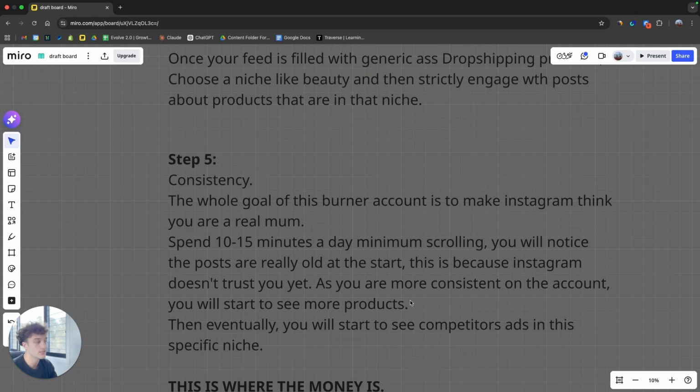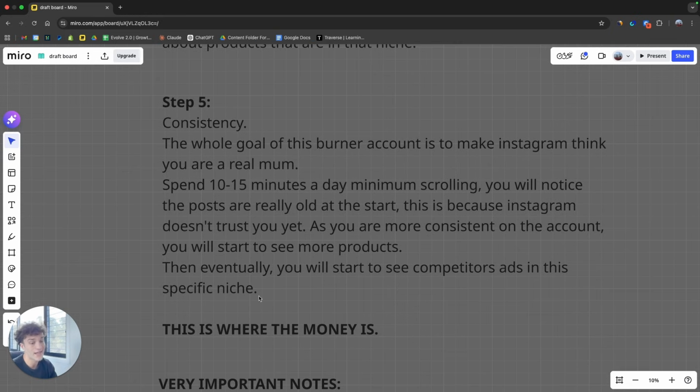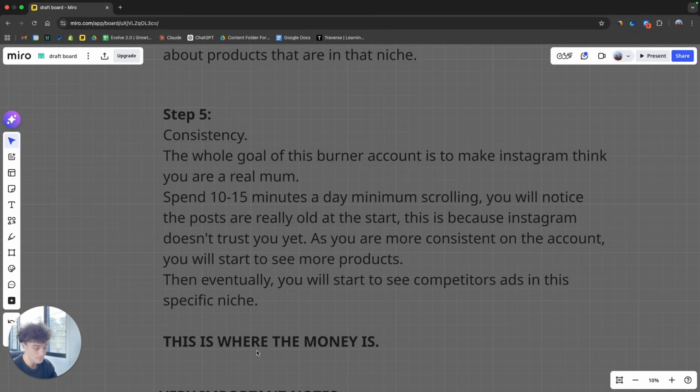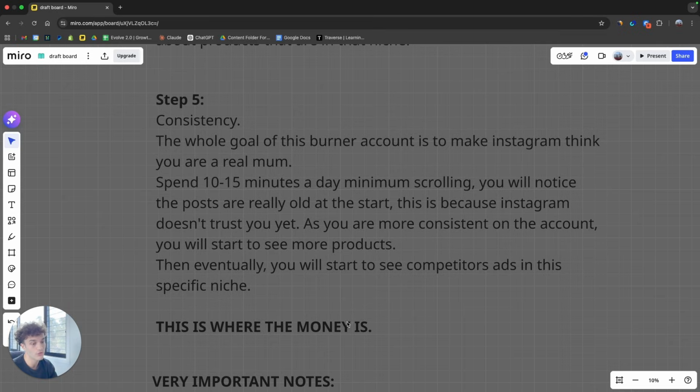So the more consistent you are on the account, you'll actually start to see better products and newer products as well. Because the overall goal of the burner account, and the way I found my best products, is by seeing competitors' ads. And that's where the money is. But in order to get to that point, Instagram actually needs to believe you are a real account.